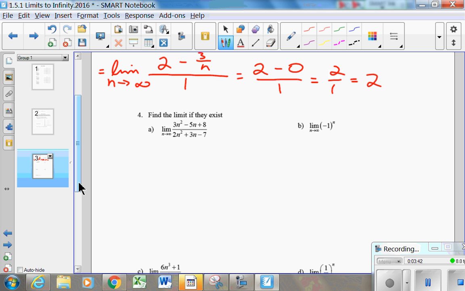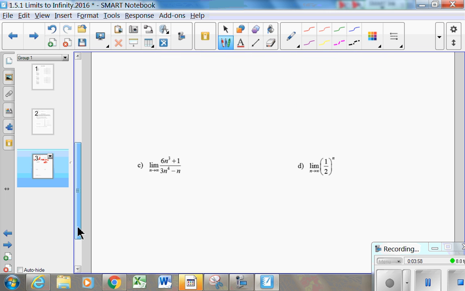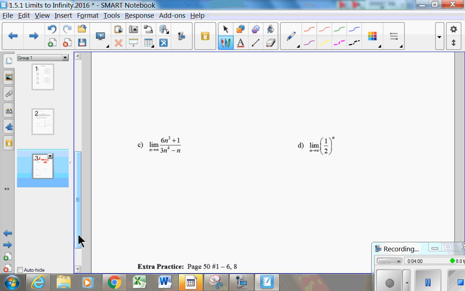A question like 4b will not work. It's not convergent. Positive 1, negative 1, positive 1, negative 1. They're not approaching anything. There's not a number that's being approached. So for something like b, there is no limit. If we look at a question like 4a or 4c or 4d, what we have to be able to do now is figure out, either by graphing or algebraically, what the answer is going to be.